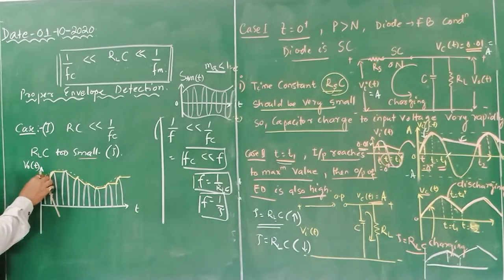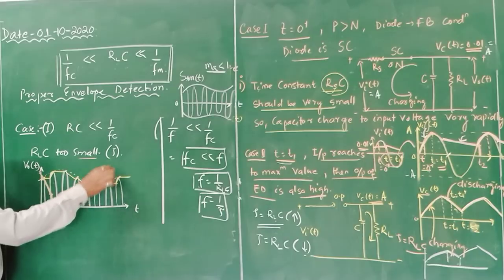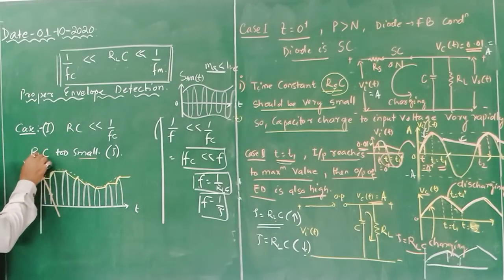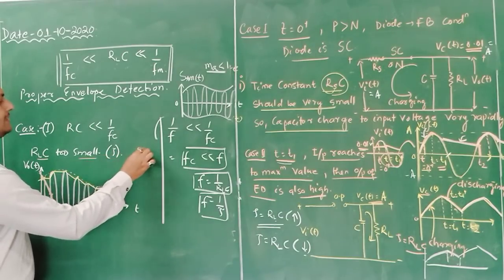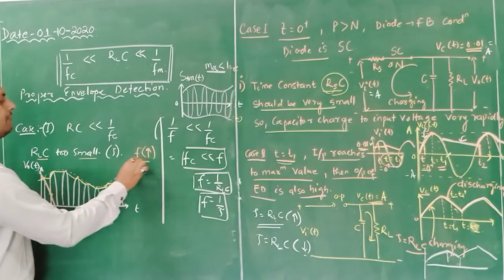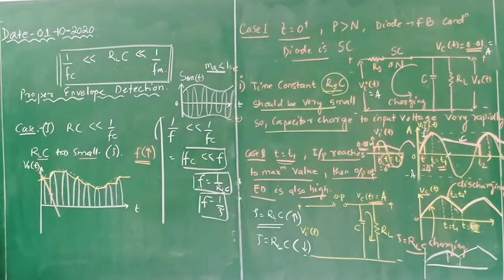Period. The actual envelope you will get is this yellow line, but since your RC is too small, that means your frequency is going to be high. If the frequency is high, it won't come to this particular point, it will directly come to the next part. So this is for the high time period, this is for the low time period. So the discharging time period is less, which means the frequency component is high, and it will continue with respect to this envelope. This is the first case.